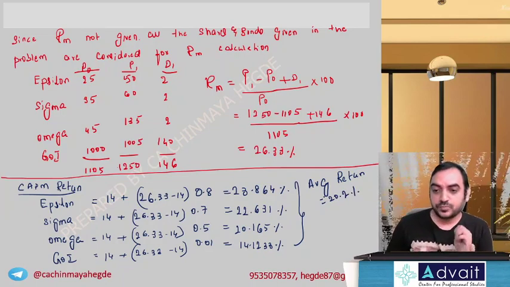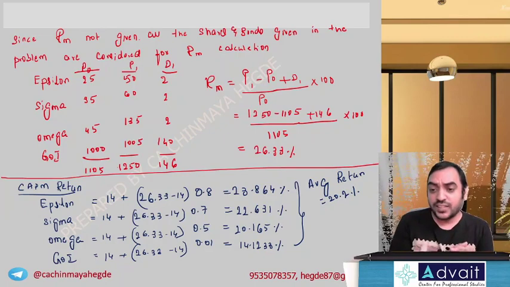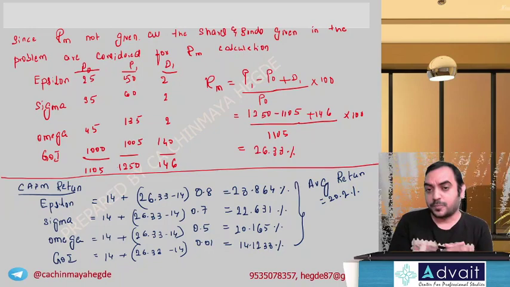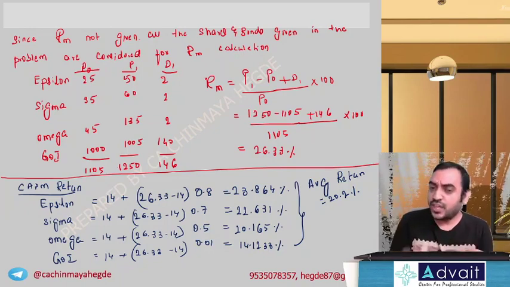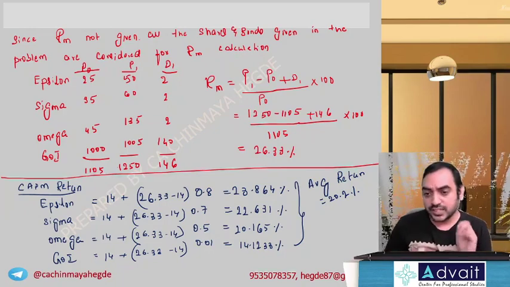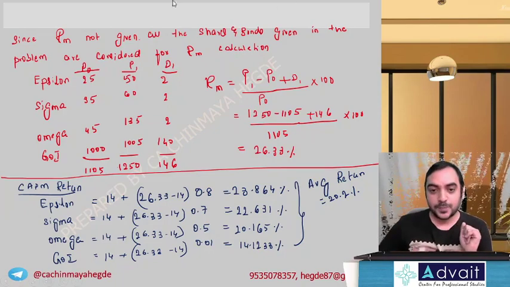20.2%. You can also do it by one more method. The beta can be taken as a simple average. Then you can use the CAPM return to get the answer. You get the portfolio beta, substitute it in the CAPM return, and you get the portfolio CAPM return. That is also fine. That is also an acceptable method.